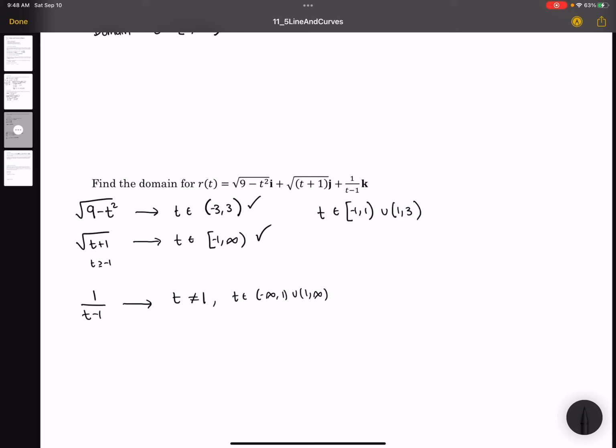Those are the values that will work for all three components at the same time. Nothing else outside of those would work. So again, the reason we don't go to infinity is because the first component can't go to infinity. So that's going to impose that we end at 3. And the reason we don't begin our domain at -3 is because the second component has to start at -1. And the reason we exclude the 1 is because for the third component t can't actually be 1.